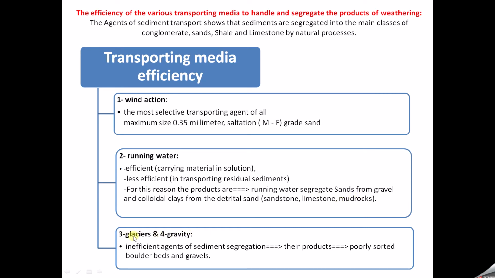clay. Glacier and gravity are very inefficient agents of sediment segregation. Why? Because their products are poorly sorted, from boulder beds and gravel to sand size. So they're all mixed. They were not able to separate sand from mud from gravel. They're all together in one rock deposit.